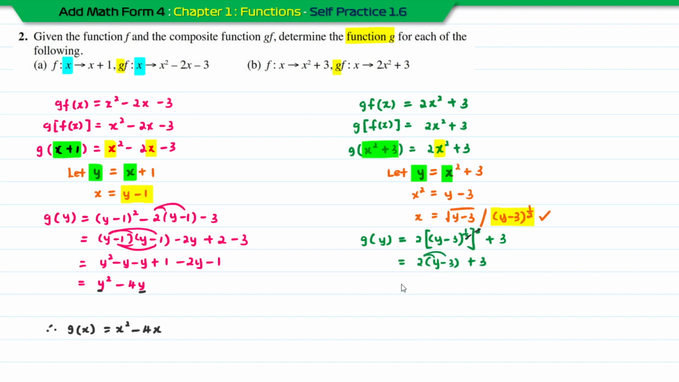For this part, we expand it: 2y minus 6 plus 3. For the numbers, negative 6 plus 3 is negative 3. So this is the function g in terms of y. Again, all of our objects here are in terms of x, so we replace the y with x. Finally, this is the answer: g(x) equals 2x minus 3.